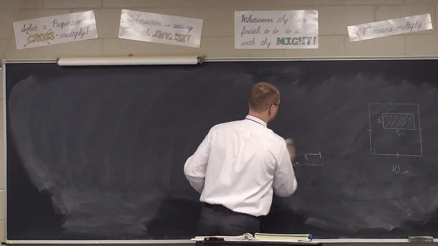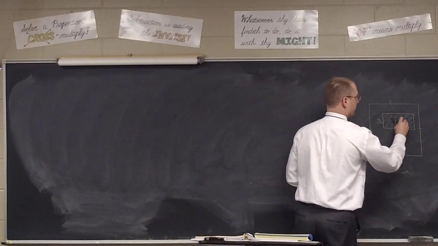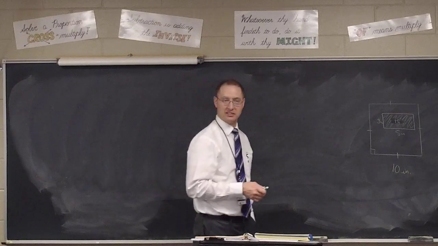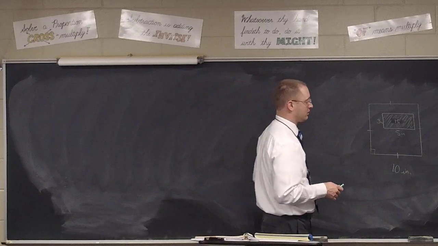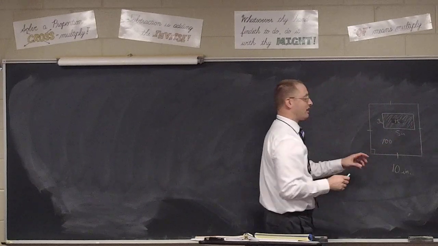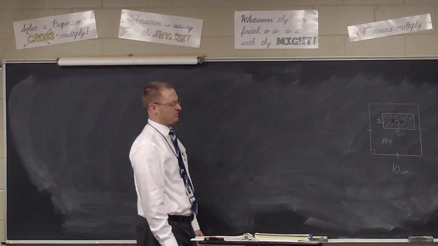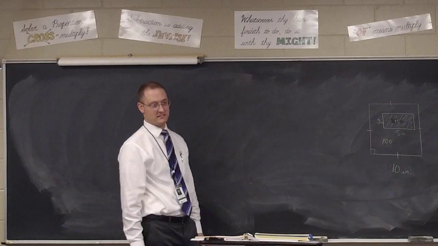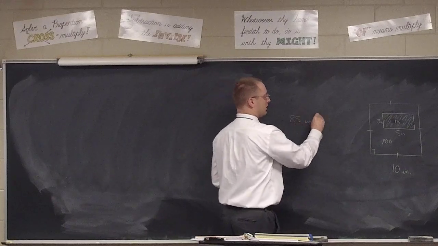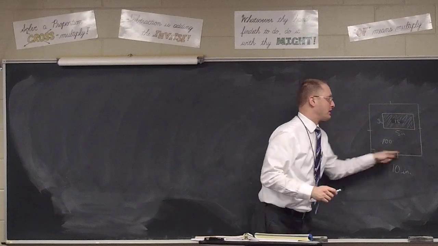15. Well, that's the area of the shaded portion, right? This here is 15. But what's the area of the unshaded? Well, the whole area is 100, right? So what's the area? 85. 85 square units. You subtract the shaded from the whole to leave you with how much is unshaded.